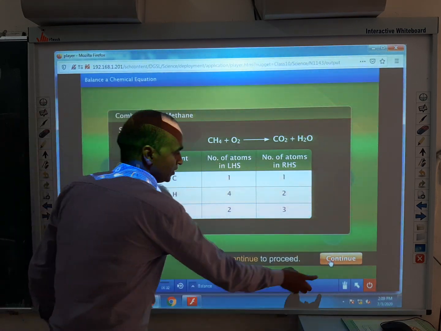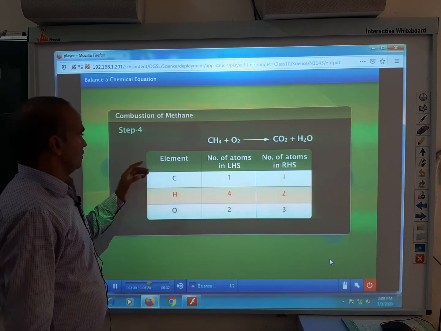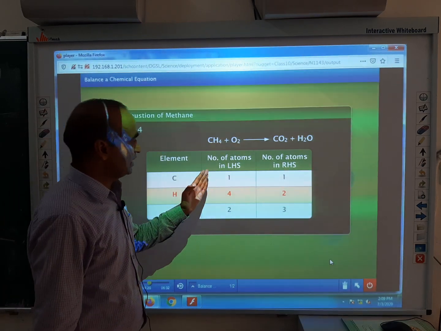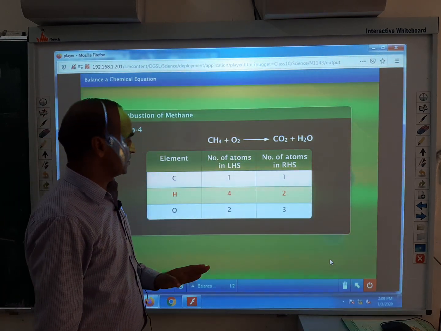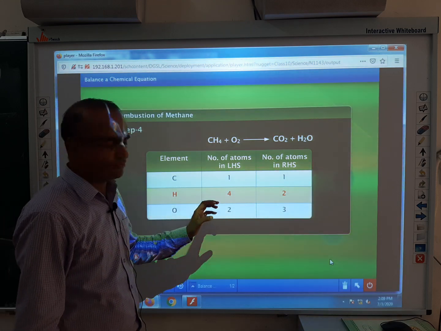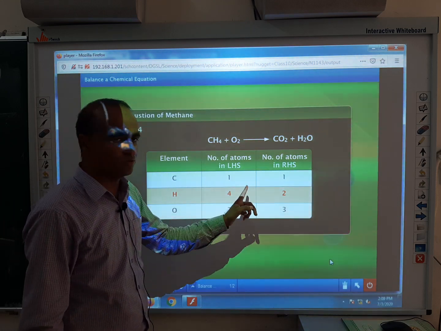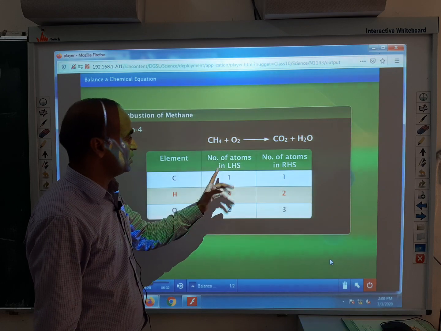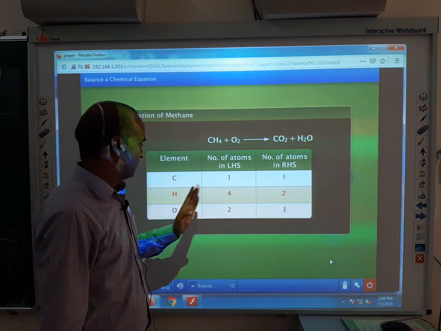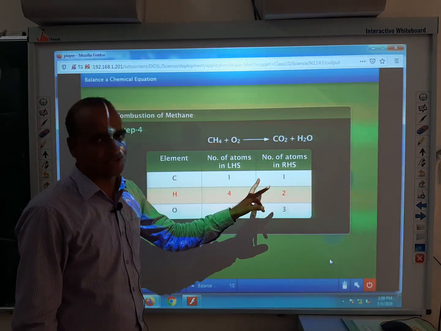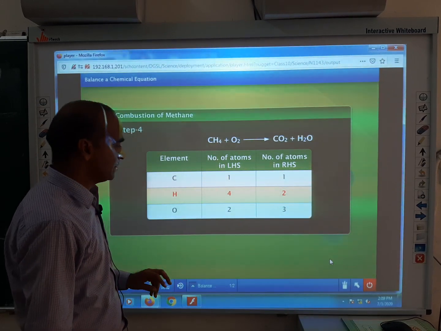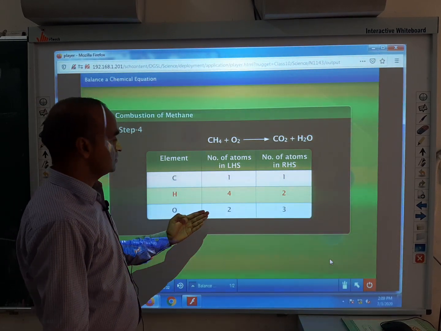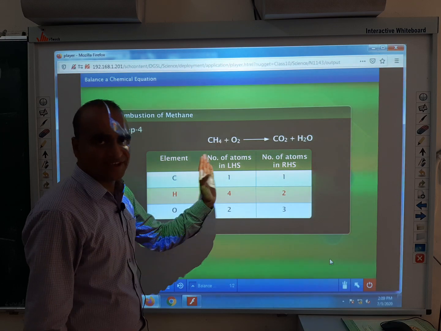After then write the next step. The number of atoms on the left hand side and the number of atoms on the right hand side are unequal. Now you select the ones with unequal values. Now see, carbon is equal on the left hand side and right hand side, but the hydrogen is not equal on both sides, right? So after then you balance the hydrogen in the next step.